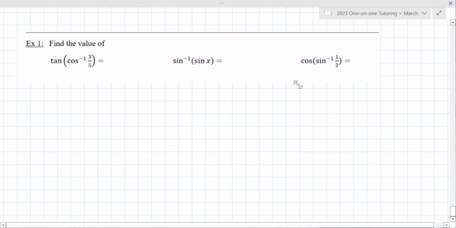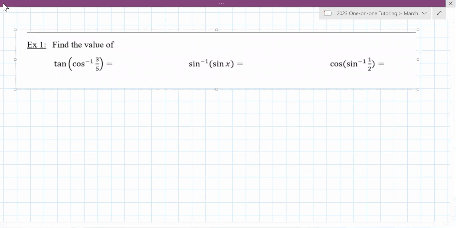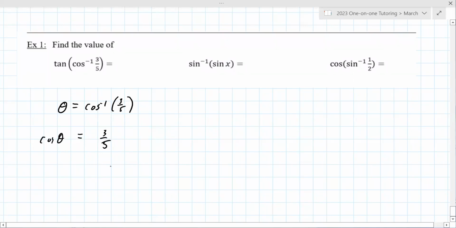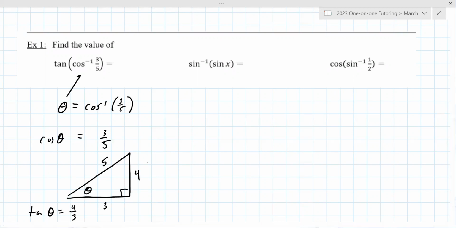All right, so find the value of tangent of cosine inverse of 3/5. So the idea here is you let theta equal cosine inverse of 3/5. You take the cosine of both sides and you draw a triangle. And you get 3, 5, and using Pythagorean triples or the Pythagorean theorem, you find the other side is 4. So the tangent of theta, that's what's inside parentheses, becomes 4 over 3. Any questions on that?